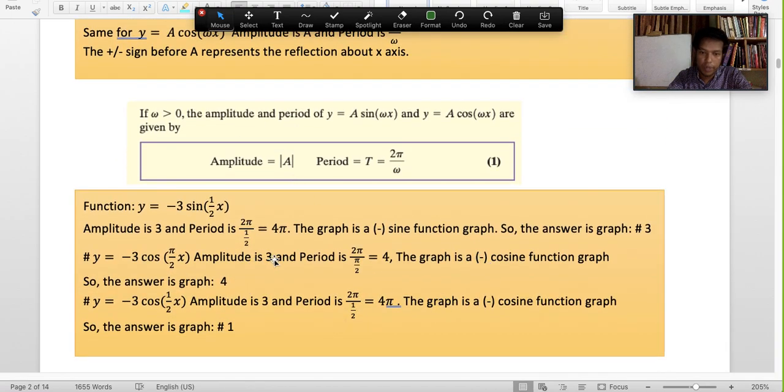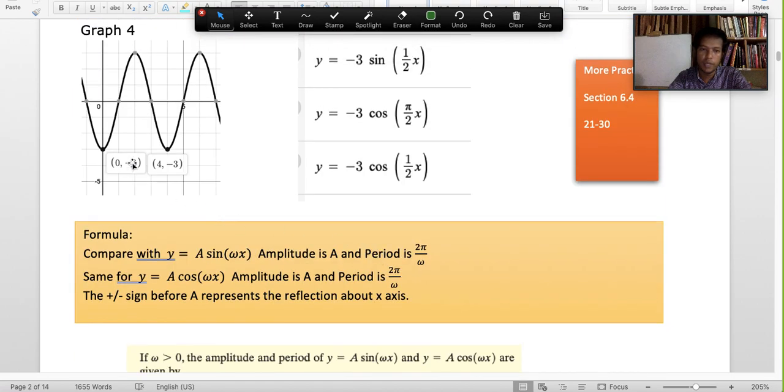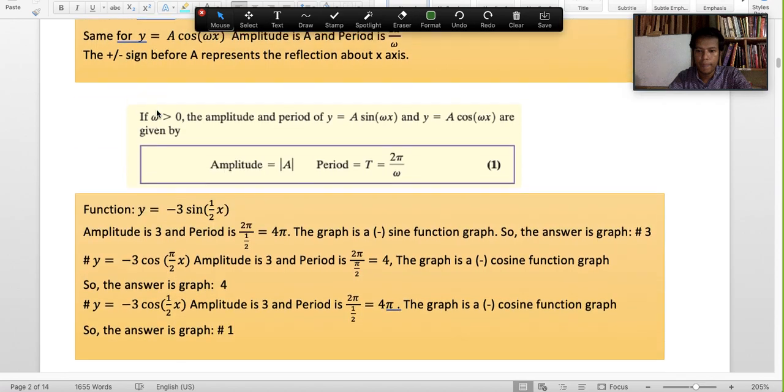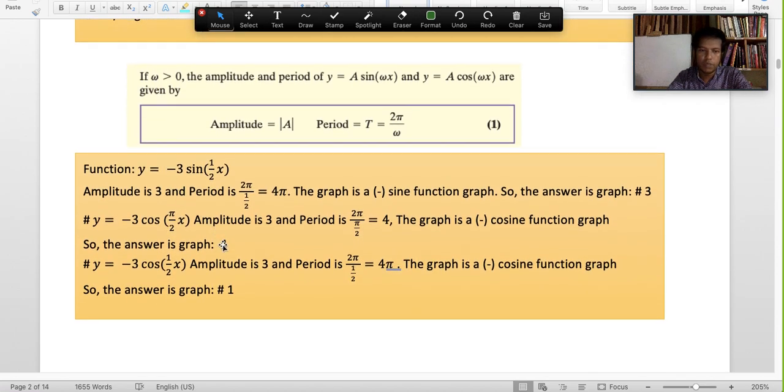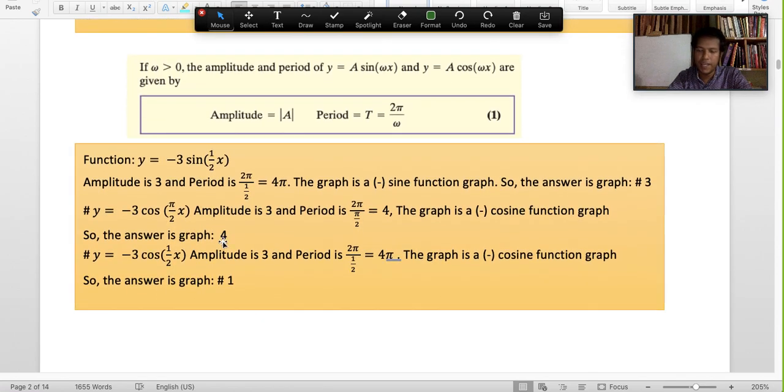We can find out the amplitude, then the period. See, the period is 4, so automatically we understand it has to be this graph, this 4 pi graph. So that is easy.